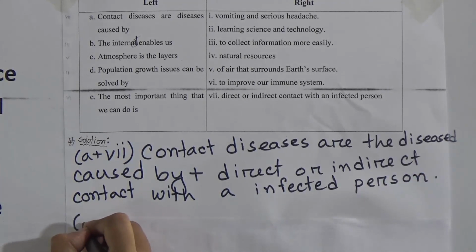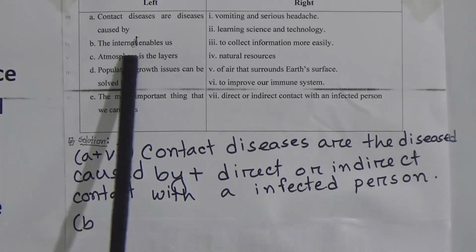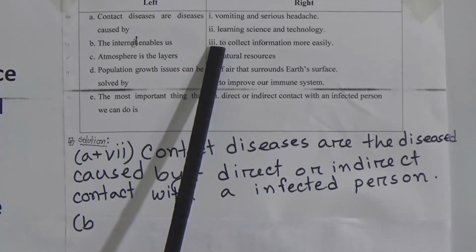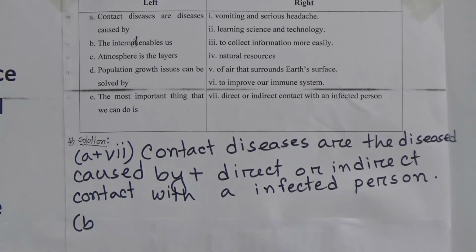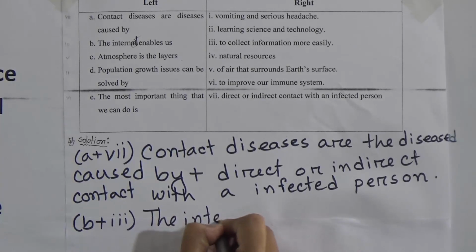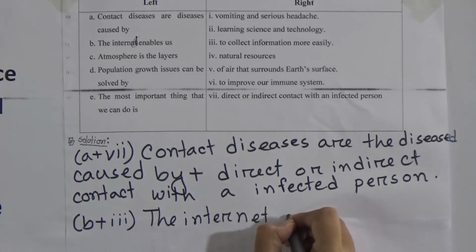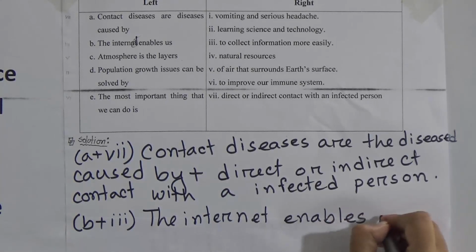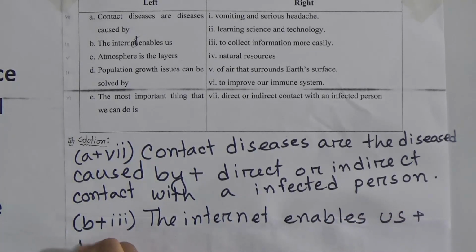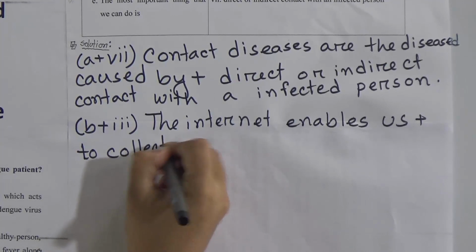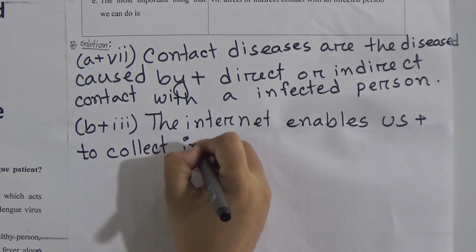Now we will solve the second one. Dear students, the internet enables us, vomiting, learning. Dear students, it will be matched with 3, to collect information more easily. Then B plus 3. The internet enables us to collect information more easily.